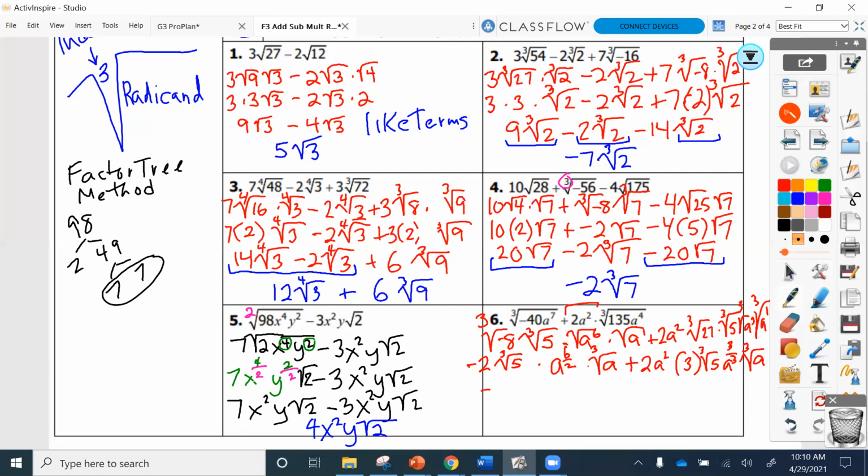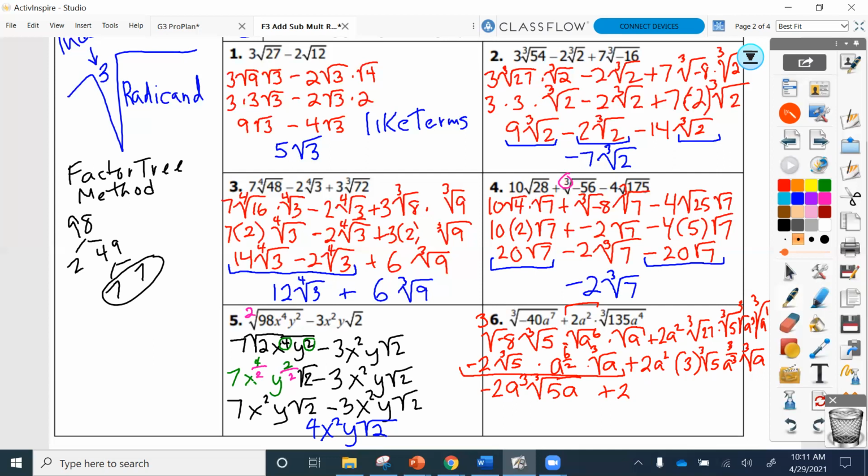All right, so we've got negative 2. A to the 6 over 3 is a cubed. Cube root of 5, and this cube root of a. So we've taken care of that whole first term, this whole thing there. Here's the plus sign, and we've got 2a squared times 3.